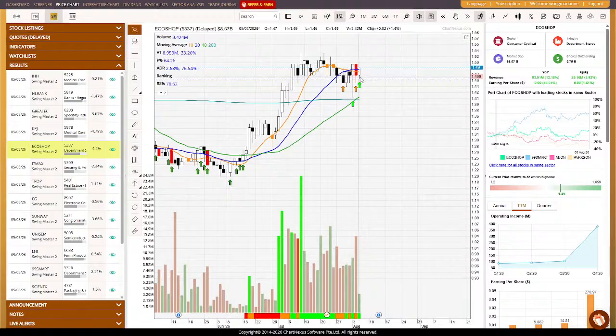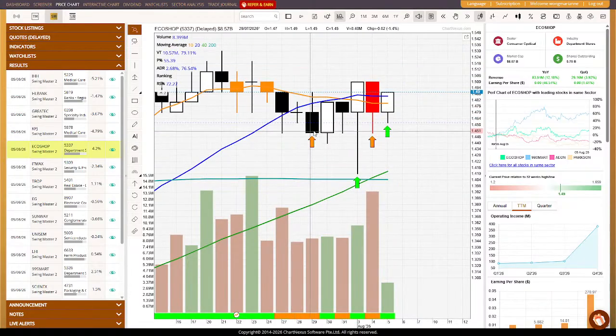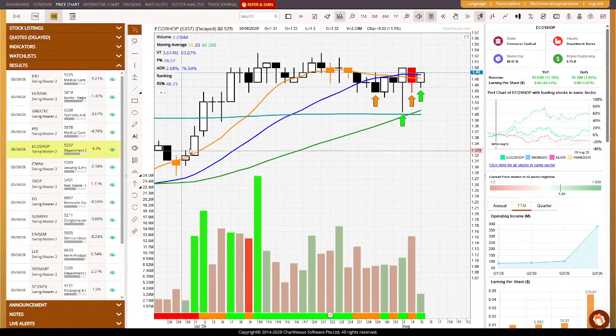Okay. Right now, it is piercing and it is trading. Can you see? It went up and then now it's trading in this range. So that means Swing Master 2 is telling us there is a potential here, but I will still wait first.